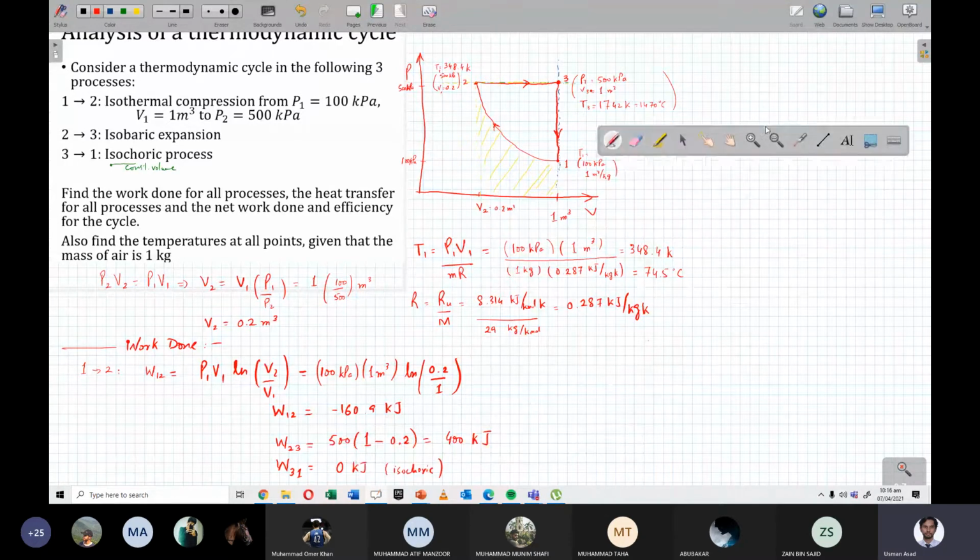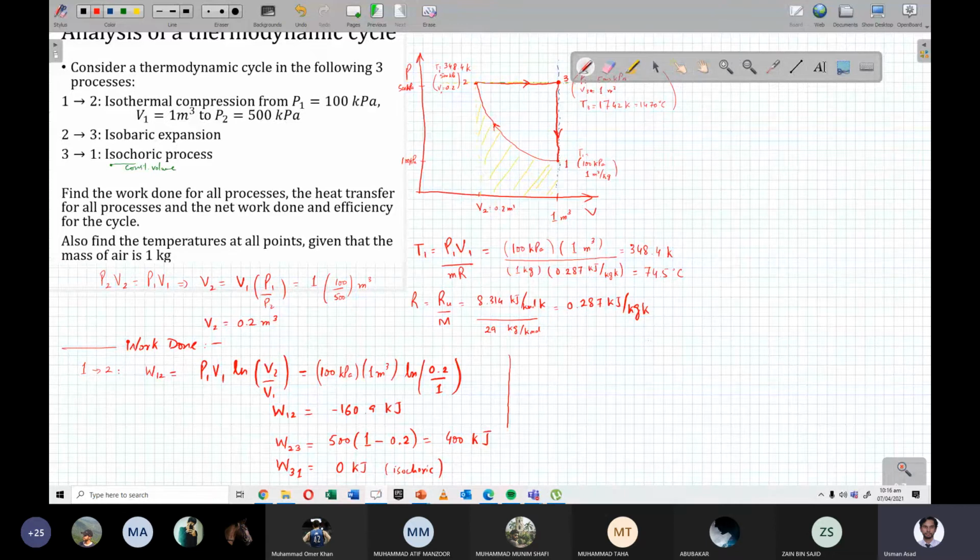Next step, try to find the heat transfer. So next step is that we try to find the heat transfer for all of these processes. ठीक है? So first of all, for process 1 से 2, so heat transfer निकालने के लिए we're going to have to invoke the first law of thermodynamics, which is delta U is equal to Q12 minus W12. ठीक है?